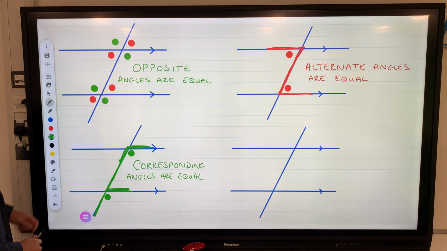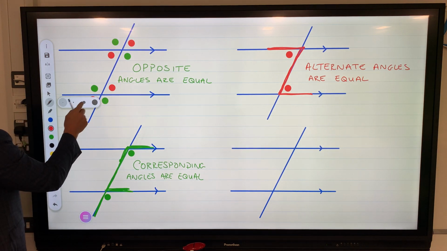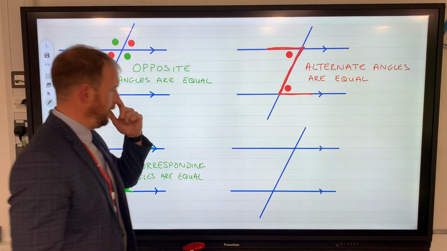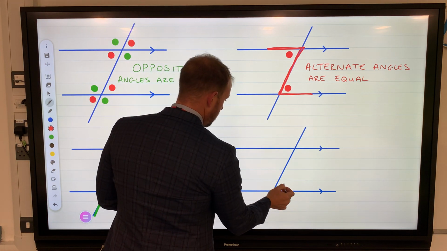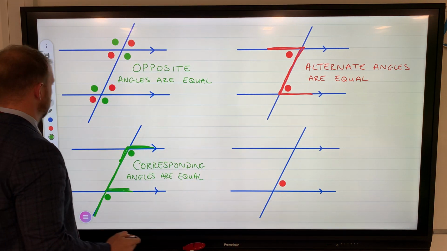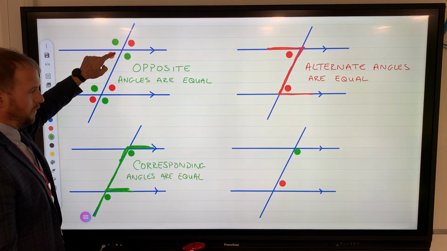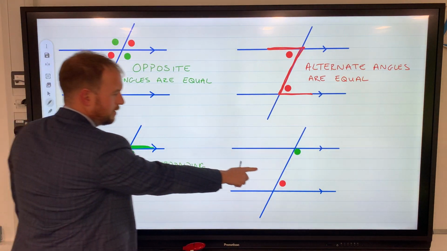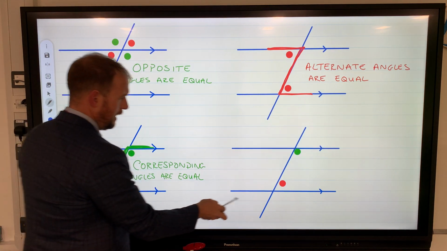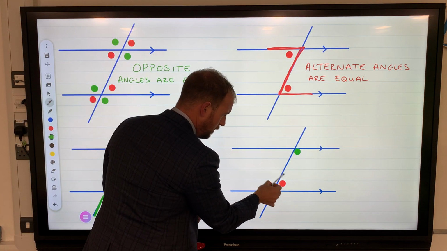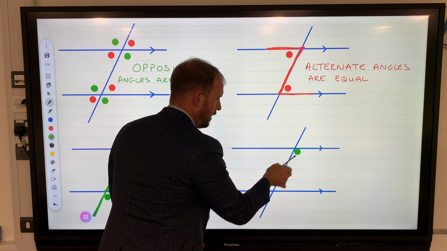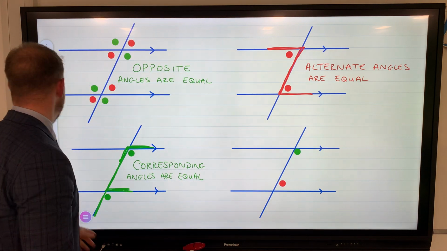And my last rule over here is this angle here and this angle here. Okay, so I've got different colours now. So different colours, they're not equal. We can clearly see this is an acute angle. This is an obtuse angle. So therefore they cannot be equal.